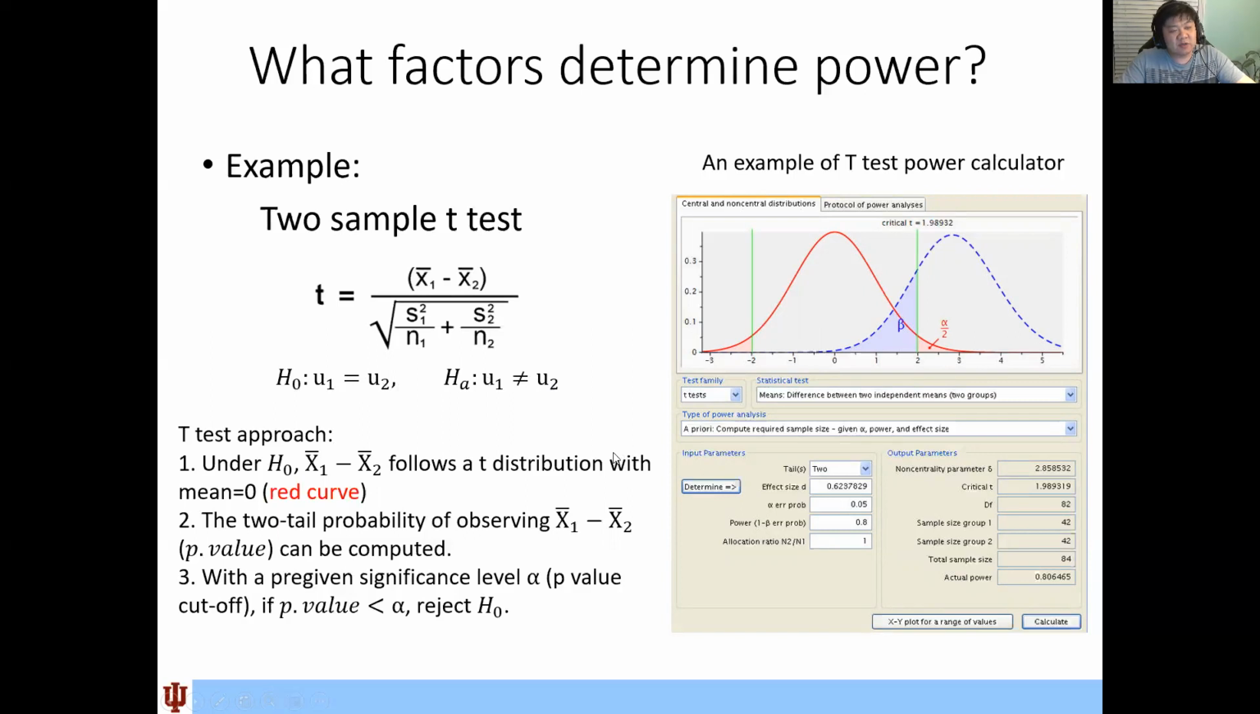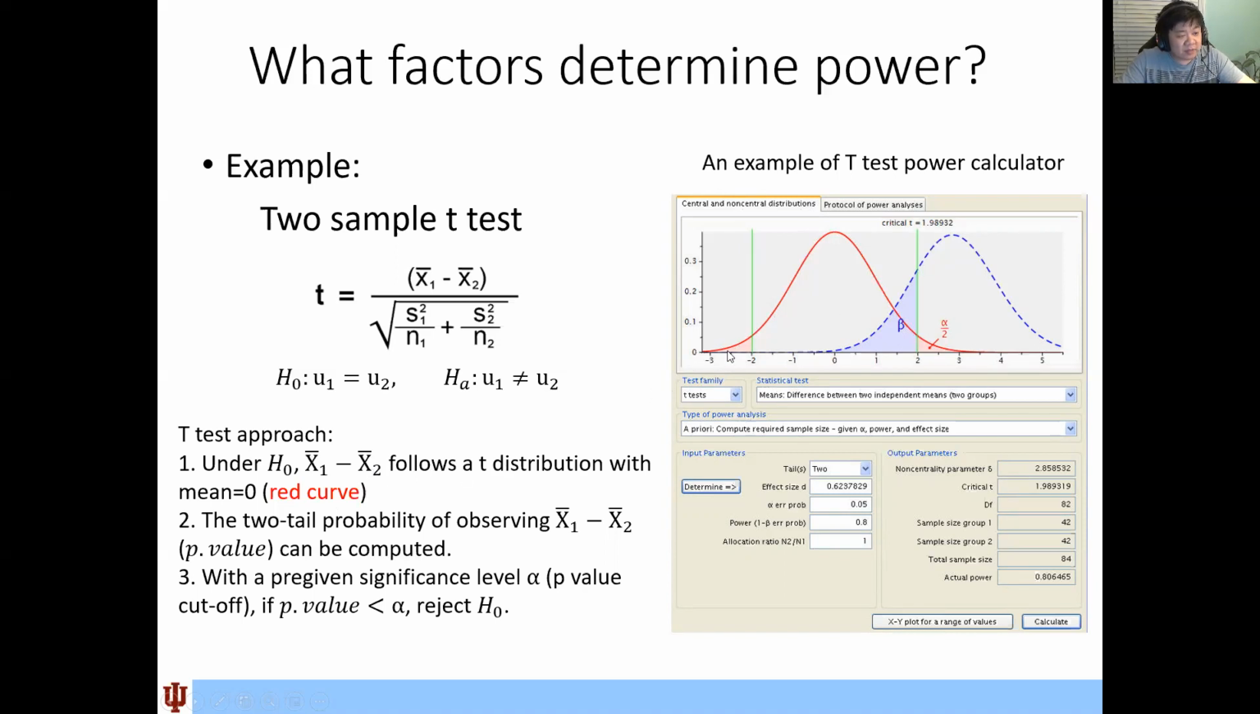So the t-test approach is that under the null hypothesis H0, we assume mu1 equals mu2. So the distribution of x1 bar minus x2 bar follows a t distribution with mean 0, which is the red curve shown here. And this screenshot shows an example of a t-test power calculator.